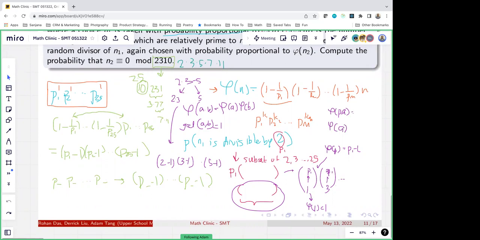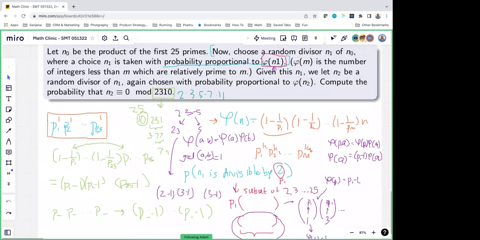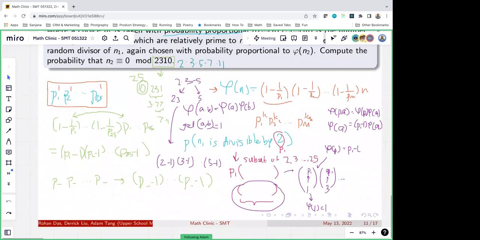Well, you can see that for phi of P1A, since P1 and A don't share any common prime factors, they're relatively prime, which means phi of P1A is simply phi of P1 times phi of A. And that writes as P1 minus 1 times phi of A. So this is always exactly P1 minus 1 times the bottom one. And when we consider all the pairs together, the probability that N1 is divisible by P1 is simply P1 minus 1. Like if we combine all the pairs, we can see that the top is P1 minus 1 times as likely to be picked as the bottom.